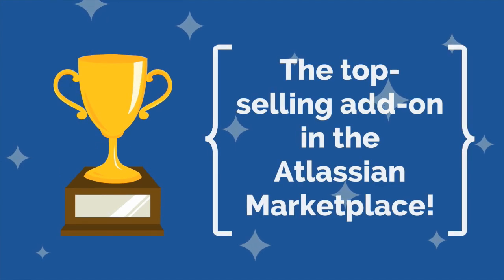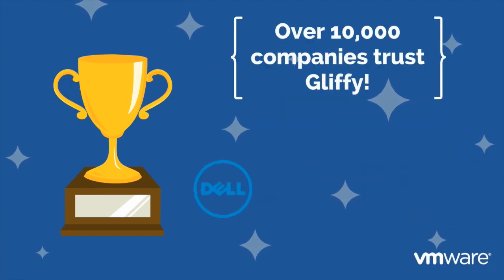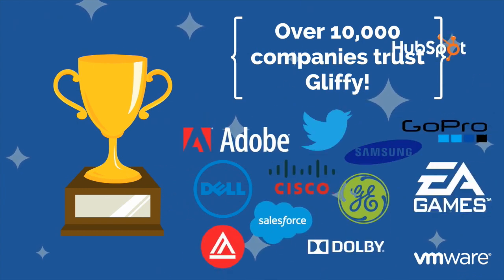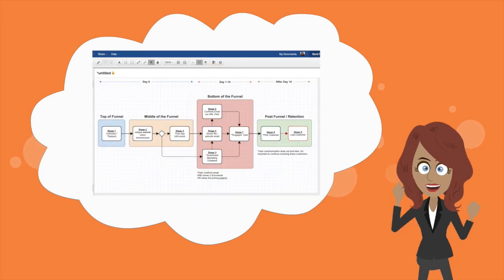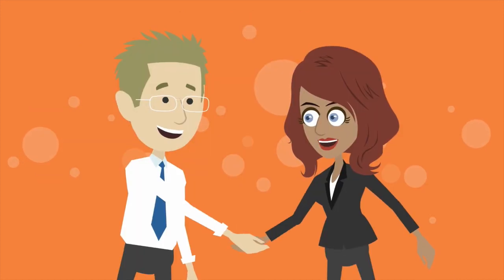Its highly intuitive platform makes Gliffy the top-selling add-on in the Atlassian ecosystem, trusted by over 10,000 businesses of every size. Adding diagrams to your wiki will eliminate ambiguity, will make you a better communicator, and will save time in the long run.